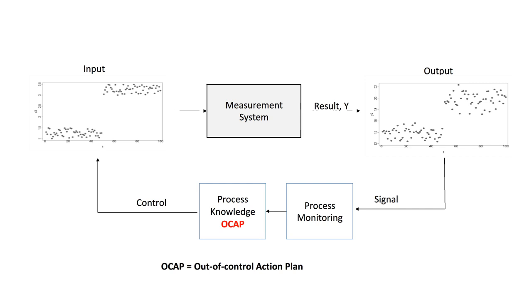In essence, an OCAP is a flowchart that directs us to the most likely cause based on the type of signal that was detected. The OCAP is based on process knowledge gained from experimentation, observation, and statistical analysis. One can also use techniques such as process flow mapping and failure modes and effects analysis to identify ways in which the process can fail and predict how those failures would manifest themselves in a process behavior chart.